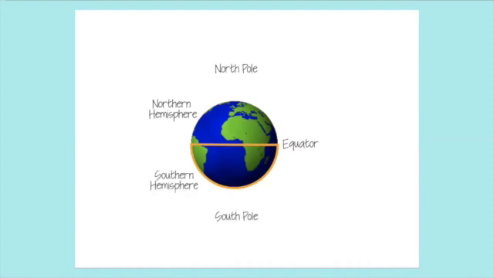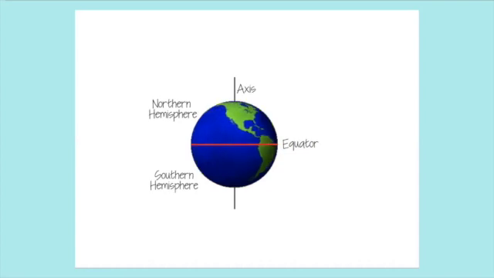Let's start with some background knowledge about the Earth. The Earth is separated into 2 halves by an imaginary line called the equator. The half of Earth that is between the equator and the North Pole is called the Northern Hemisphere, while the half of Earth that is between the equator and the South Pole is called the Southern Hemisphere. There's also another imaginary line that runs through the Earth from the North Pole to the South Pole, and this is called the Earth's axis. The Earth rotates or spins on this axis, and it makes a full rotation every 24 hours.